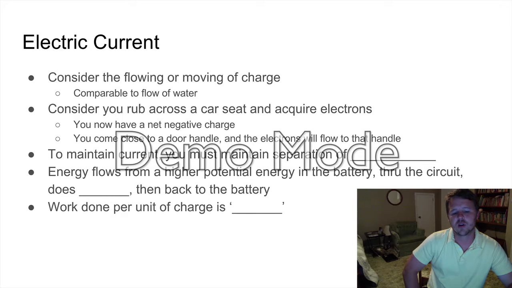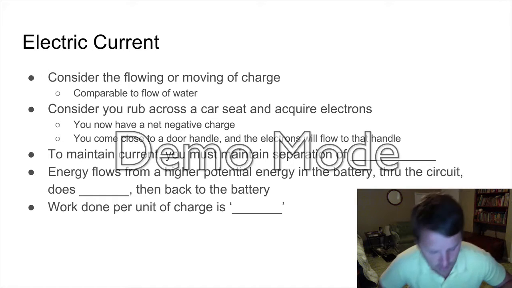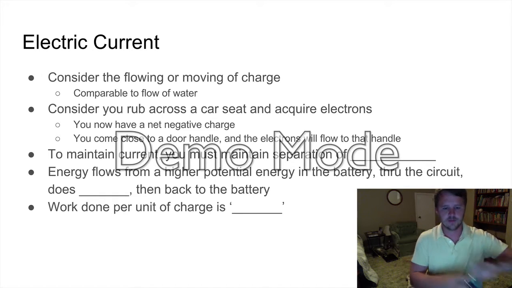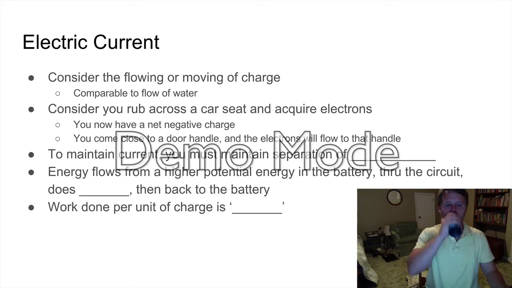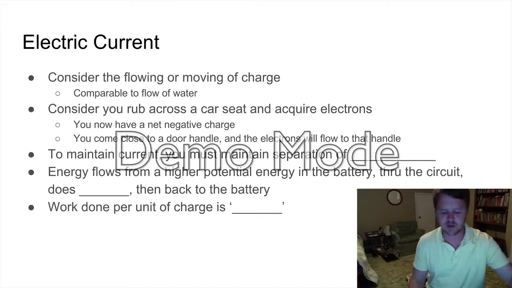So work done per unit of charge is what? Work done per unit of charge. The work is in joules. The unit of charge is in coulombs. So joules per coulomb. That's a volt. That's right, it's a volt. I hope I'm not going too fast, but I guess you can always pause it.